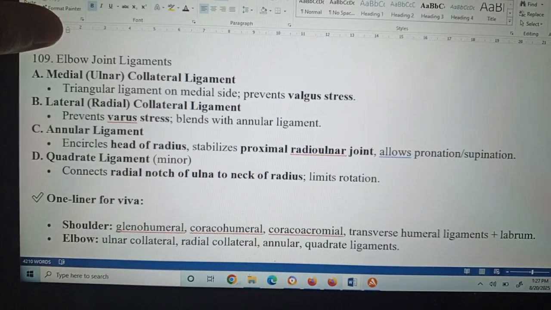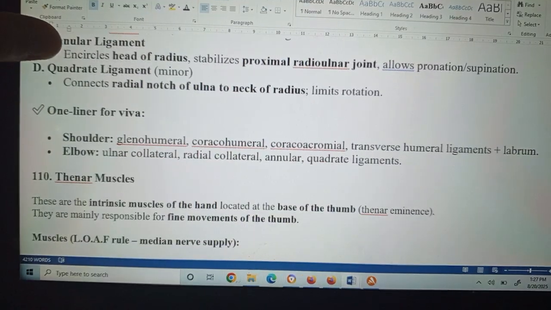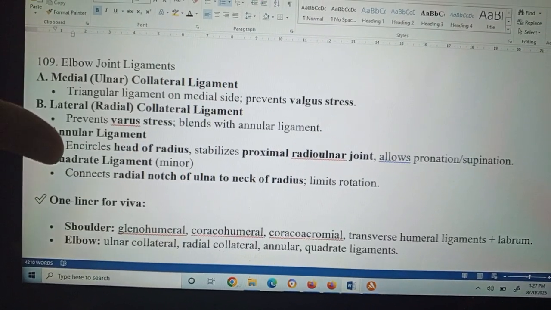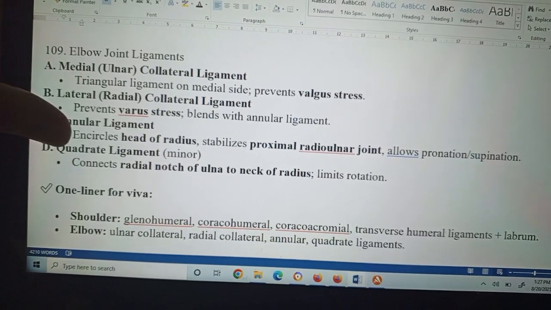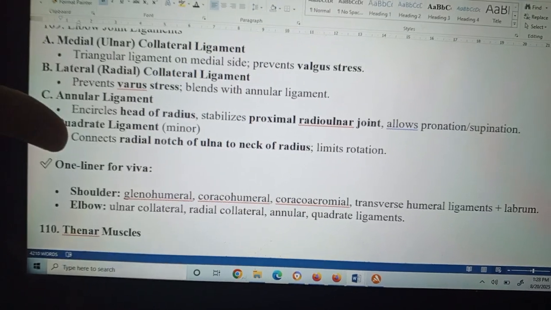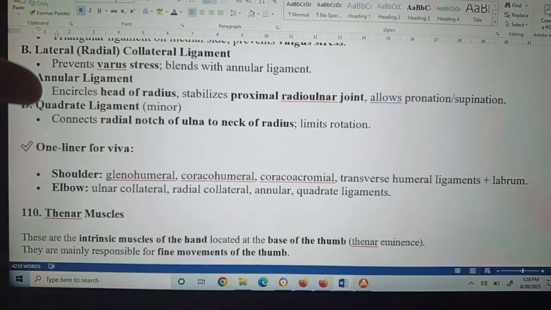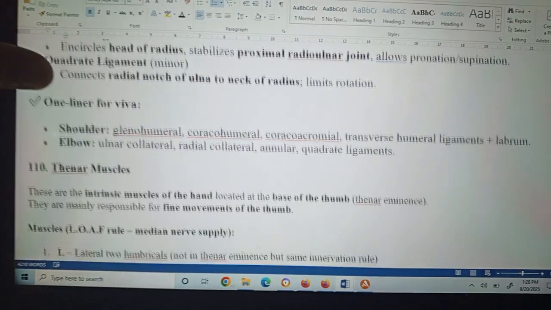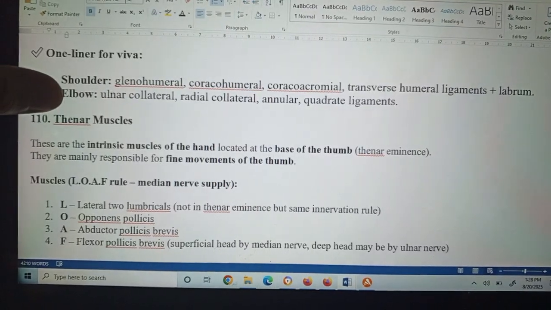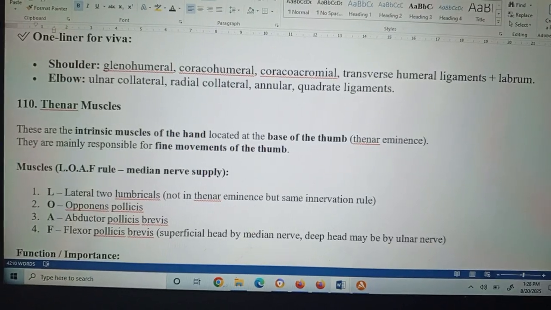What are the elbow joint ligaments? Medial collateral ligament, lateral collateral ligament, annular ligament, and quadrate ligament. You can read the functions of these ligaments, such as preventing varus stress and encircling the radial head, but these points are not very important. You should at least know the names of the ligaments of the shoulder joint, elbow joint, or knee joint in the lower limb. I am going to tell you that in the lower limb Viva video.